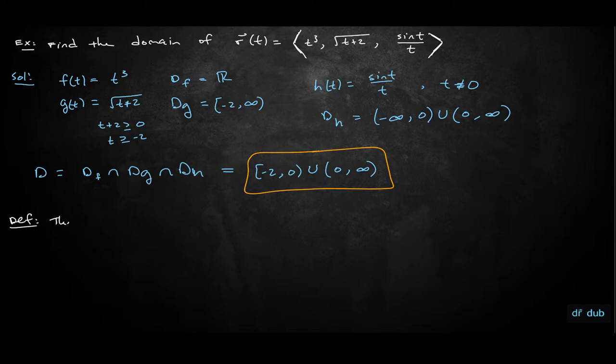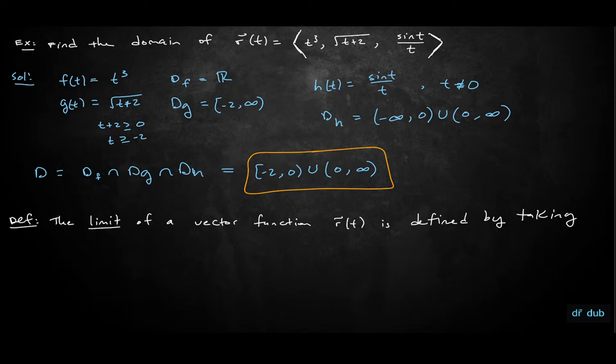The limit of a vector function R of t is defined by taking the limits of each component function.